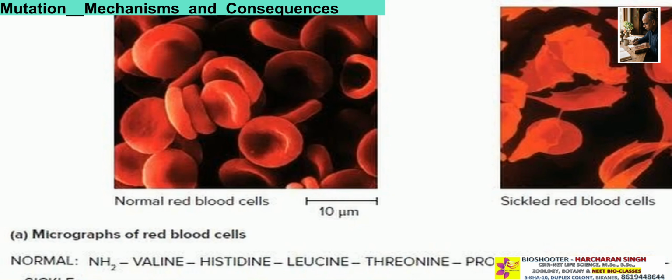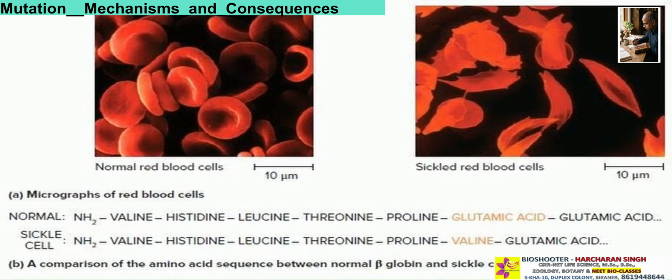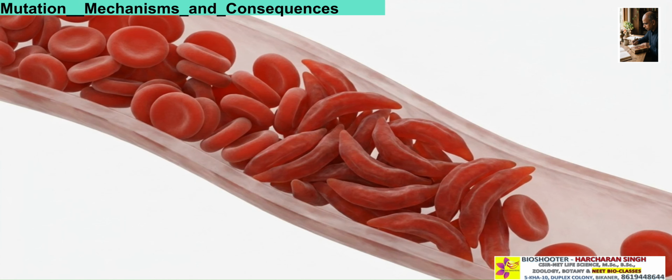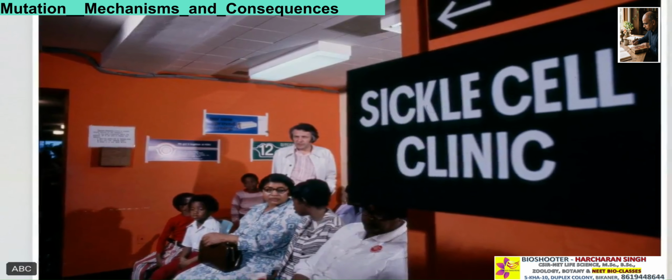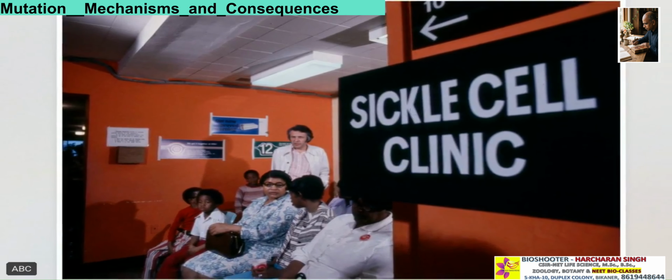Under low oxygen conditions, these altered hemoglobin molecules cause the red blood cells to assume a rigid sickle shape, as seen in these comparative micrographs. These malformed cells clog the capillaries, leading to painful episodes and cumulative organ damage throughout the body. The physical agony of sickle cell anemia is the systemic result of a single microscopic point mutation.